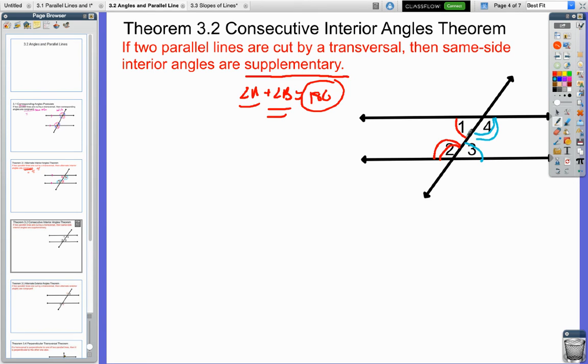It's still true, 1 and 3 are alternate interior angles and 2 and 4 are alternate interior angles, but we're talking about these particular angles. These two right here together and these two right here together. They're supplementary to each other.